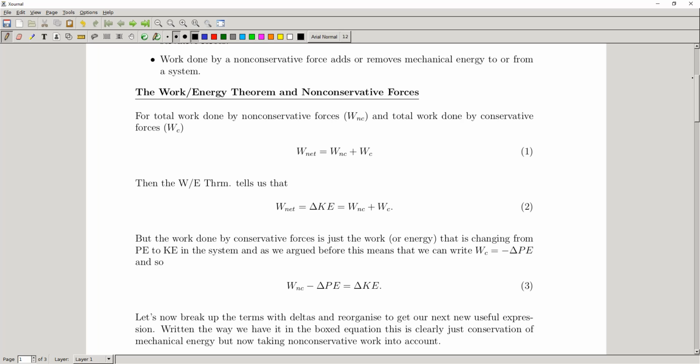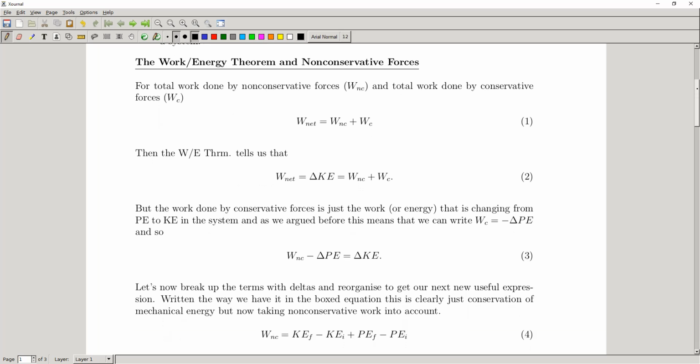So let's start off for the work done by non-conservative forces, W_NC here, and the total work done by conservative forces. It's no surprise that we can write the net work as the work done by non-conservative forces plus the work done by conservative forces. It's not surprising because we have no other options. Either work is conservative or non-conservative. So clearly the total work has to be some sum of non-conservative and conservative work. But the work energy theorem tells us this basically, right, from before. But we now know that we can break up our net work into non-conservative and conservative parts, right?